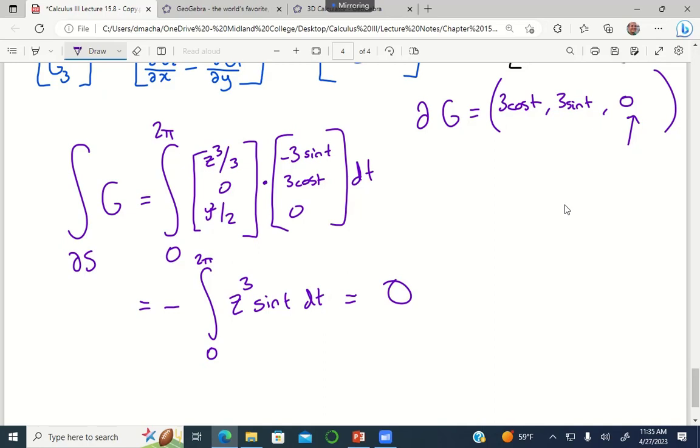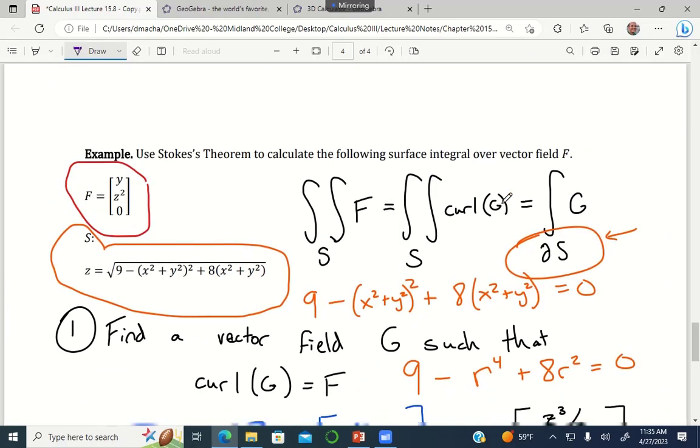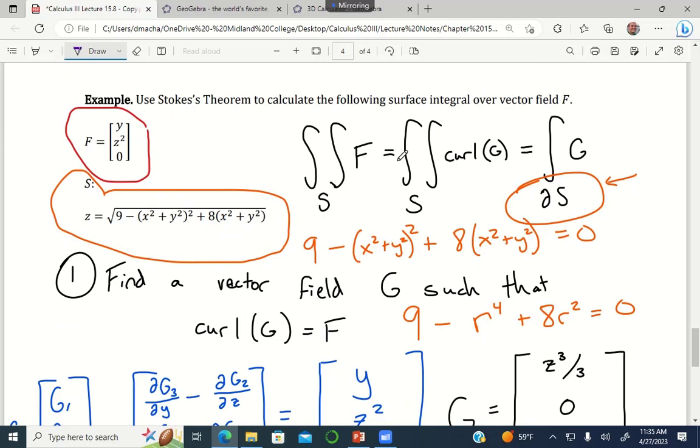How can we interpret the 0? Well, what we were initially trying to find was a surface integral over this vector field F, right? And we only ended up solving that path integral because Stokes' theorem says that that was going to be possible.